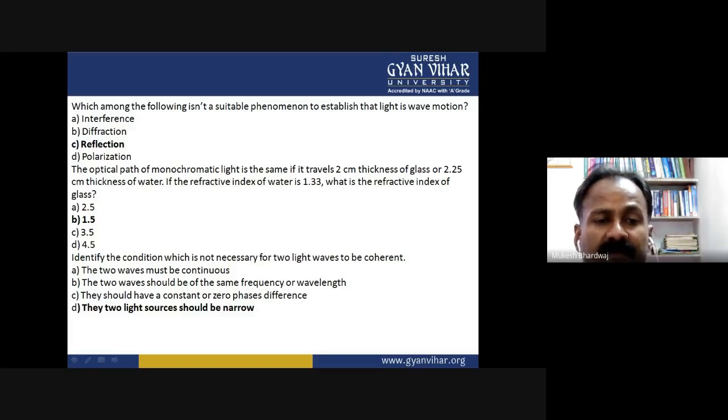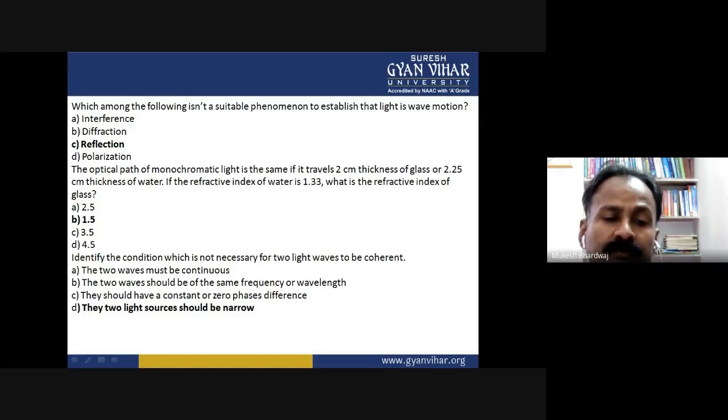Identify the condition for which it is not necessary for two light waves to be coherent. The two waves must be continuous. The two waves should be of the same frequency or wavelength. They should have a constant or zero phase difference. The two light sources should be narrow. So this last one is not necessary for two light waves to be coherent.